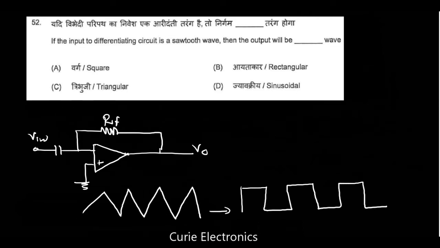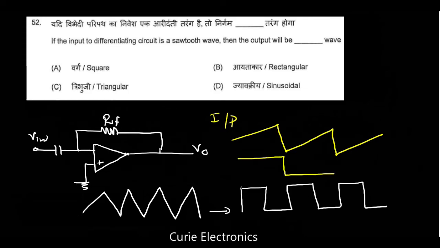But if you give a sawtooth wave, what happens? Sawtooth wave means like this. The amplitude is going to be same. This is the sawtooth wave. So if we give this sawtooth wave as an input to a differentiator, our output is going to be a rectangular wave. I'm just drawing it. We'll get a rectangular wave. So the answer is rectangular. Option B is the right answer. Rectangular.